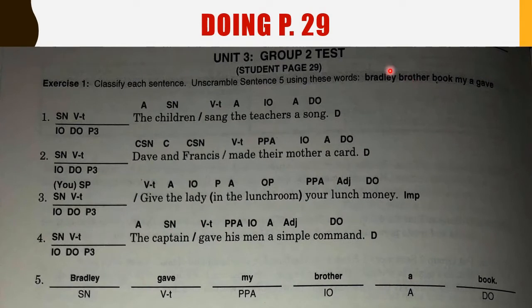All right, now we will be starting first with page 29. So all of you with me, open up on page 29. Now the first exercise right here is to classify each sentence. So what we are going to do first is to classify these 4 sentences right here. And then we're going to unscramble sentence 5 using these words. So here I have a bunch of random words and I'm going to put them in the correct order in sentence 5. Now we're going to do sentence number 1.